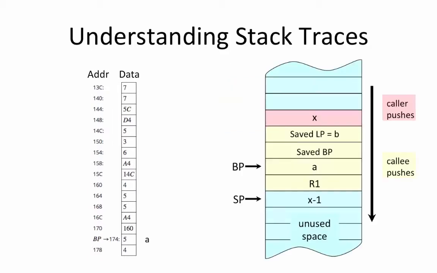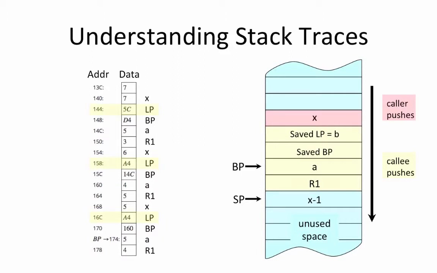We saw earlier that each activation record consists of 5 words: the argument X followed by the saved LP, the saved BP, the local variable, and the saved register R1. We can apply this structure to label our stack trace. Now that our stack trace is fully labeled, we can take a closer look at the details of implementing procedures on the beta. We begin by looking at the multiple LP values that were stored on the stack.